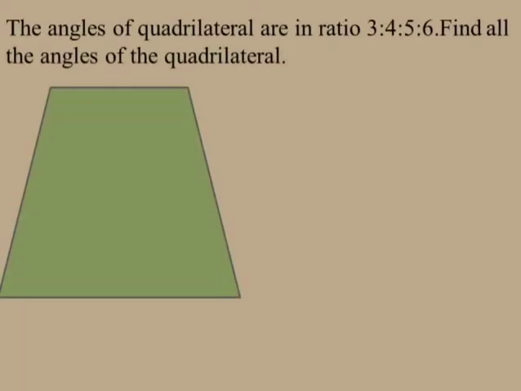The angles of a quadrilateral are in the ratio 3:4:5:6. Find all the angles of the quadrilateral. So here I have a quadrilateral ABCD, and its angles are in the ratio 3:4:5:6. The numbers given in the ratio have a common factor, and here we don't know what the common factor is. So let us assume that x is the common factor. So we will multiply each of these numbers with x.